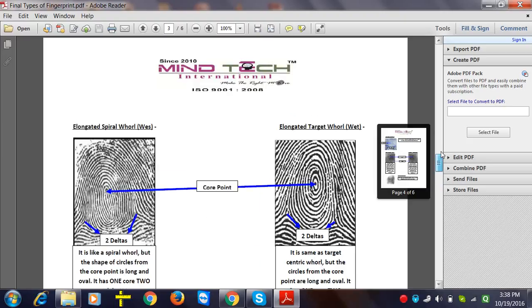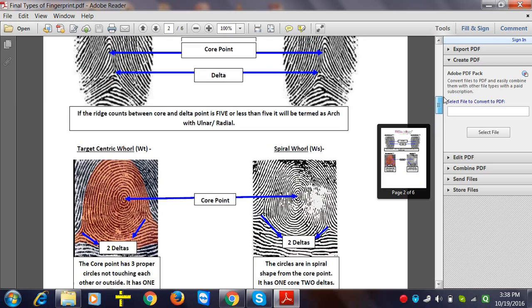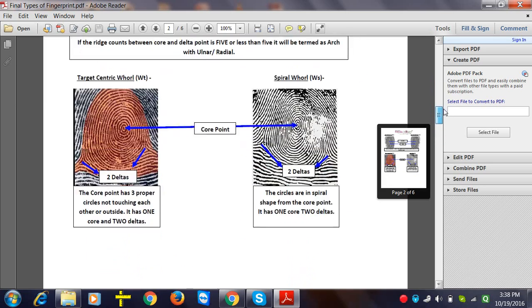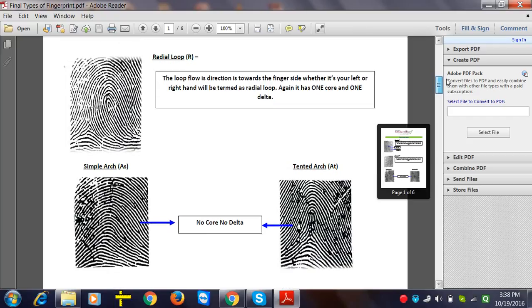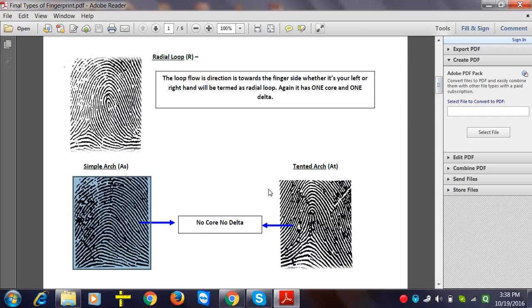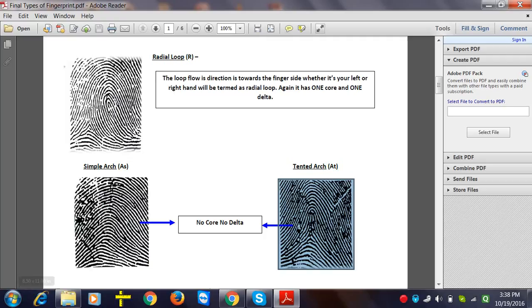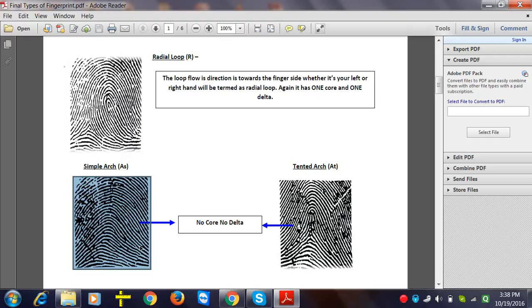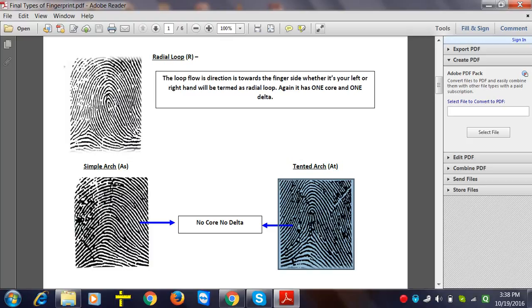Then we go to arc pattern. There are 2 types of arc pattern which we possess here. One is simple arc and one is tented arc. There is no core and no delta in simple or tented arc. Simple arc means it's just like a water flow, and in tented arc it's making a tent. No core, no delta, so the ridge count will be 0. I repeat, if there is simple or tented arc, the ridge count will be 0.